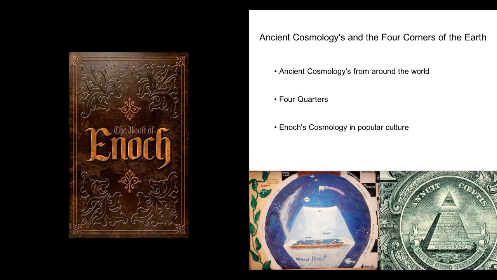So to give you an idea of what we're going to cover, first we're going to look at some ancient cosmologies from around the world, looking at examples from different civilizations and cultures in different places all over the earth. Next we're going to look at some models featuring four quarters, also from around the world. And finally we're going to look at how Enoch's cosmology is represented in popular culture, including in some movies as well as some prominent board games, which will lead us into some interesting material.